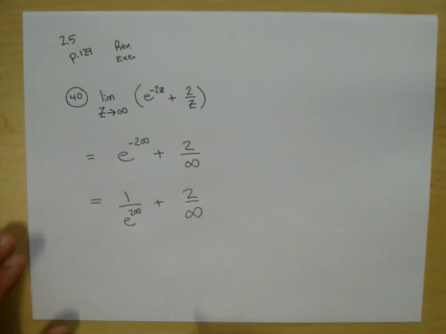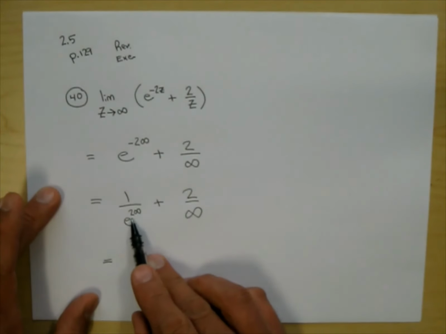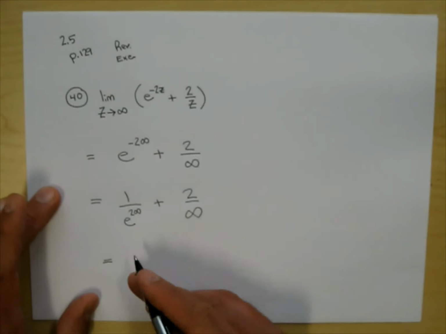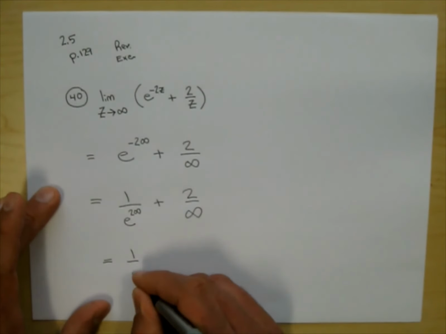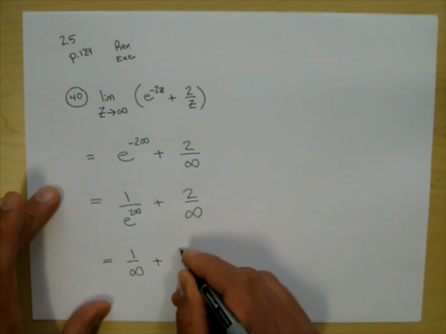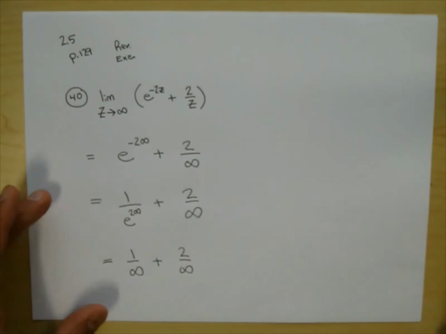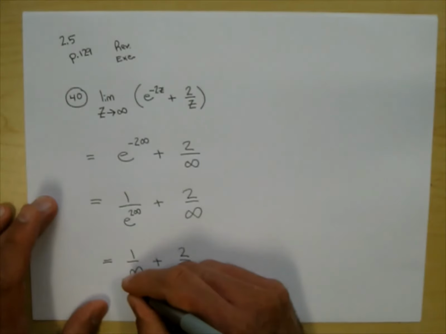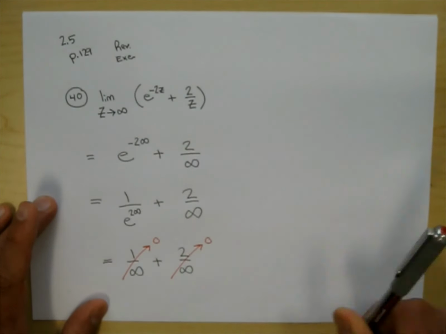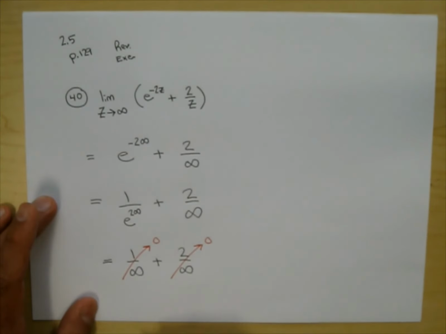Okay, what do we have here? We have 2 times infinity is infinity. e to the infinity is infinity, so I have 1 over infinity plus 2 over infinity. Both of those go to 0. So the answer to problem number 40 is 0.